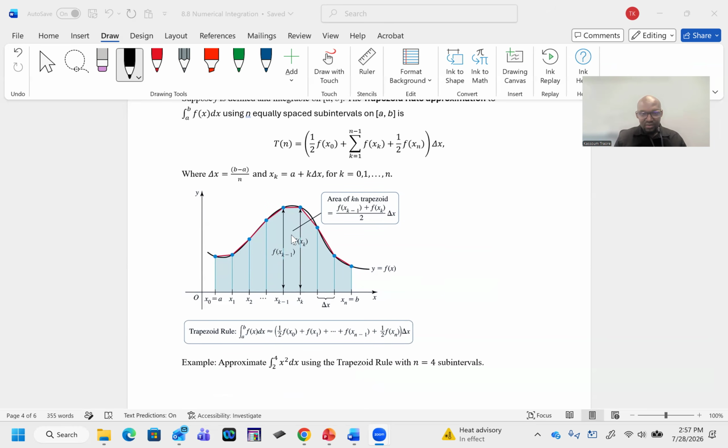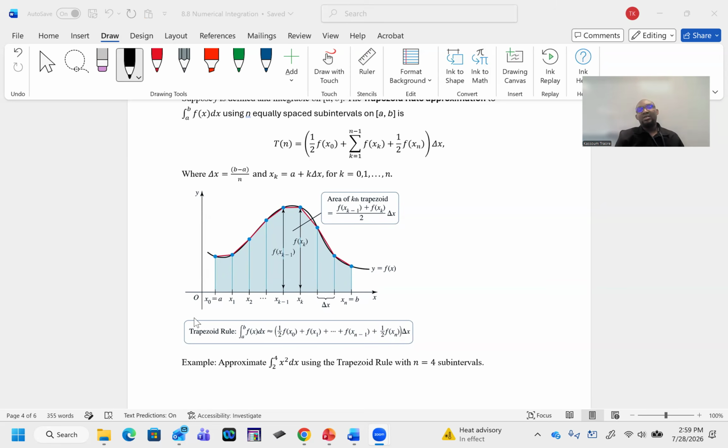The area of the curved trapezoid is what? f of x sub k minus 1 plus f of x sub k divided by 2 times delta x to find this area. Okay? And the trapezoid rule, so you can see the approximation is 1/2 f of x0 plus f of x1 plus so on up to f of xn minus 1 plus 1/2 f of xn times delta x.